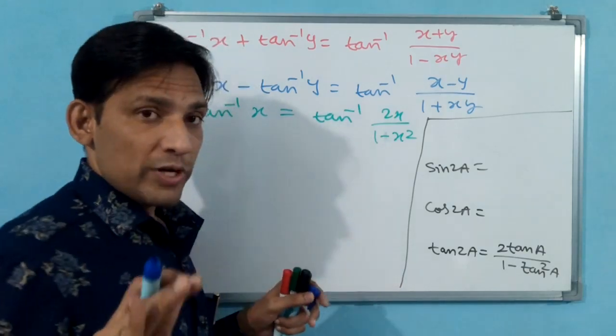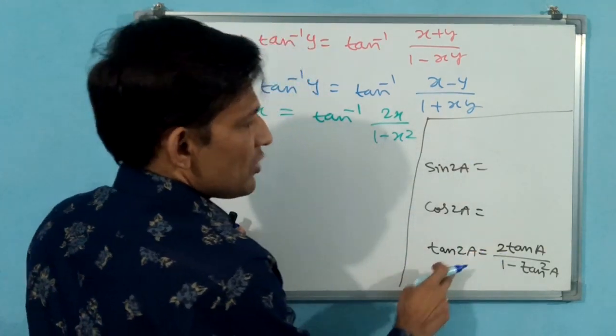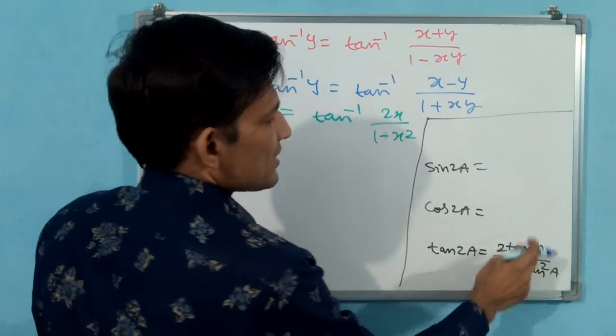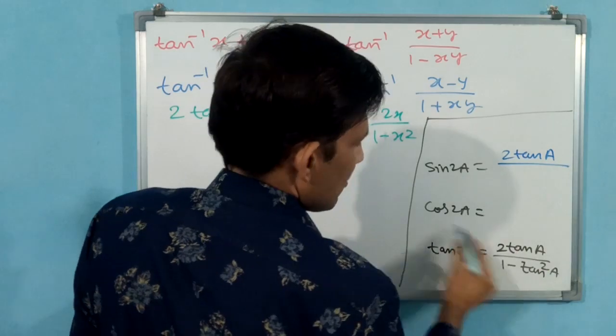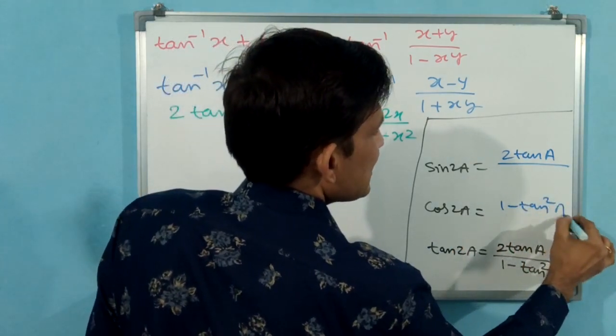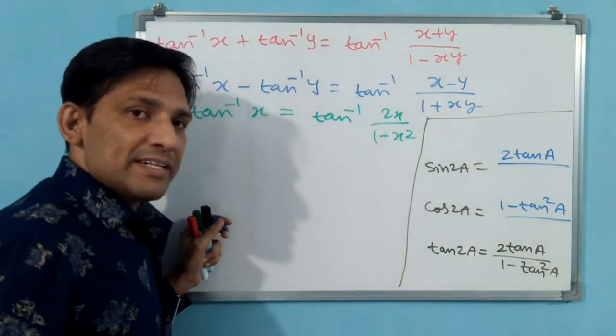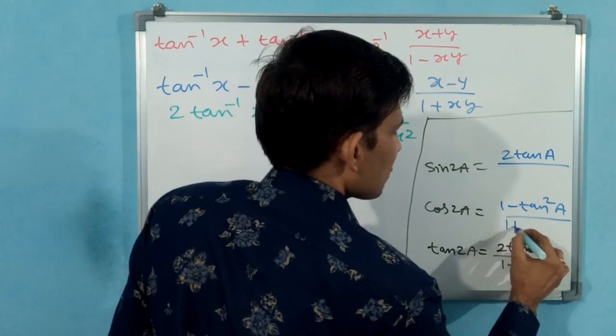Simply, if you don't remember, you remember this also, it will come. You see, tan 2a means sin 2a by cos 2a. Numerator is 2 tan a, you write 2 tan a here. Cos 2a means denominator 1 minus tan square a, you write 1 minus tan square a here. Okay. What is the denominator for both of them? Both denominators are going to get cancelled. Those are 1 plus tan square a.